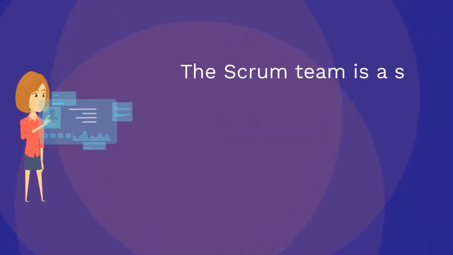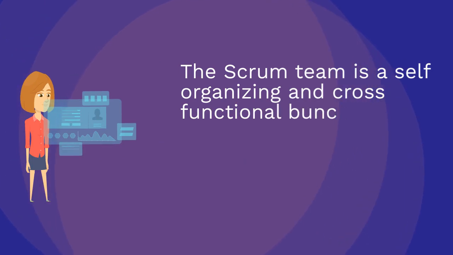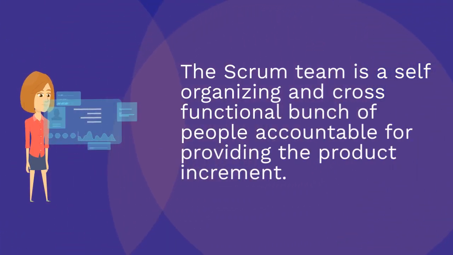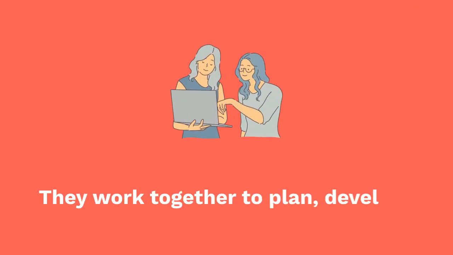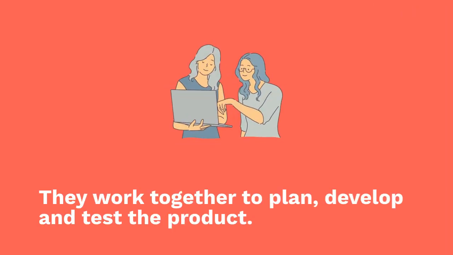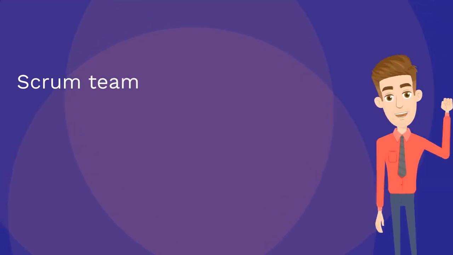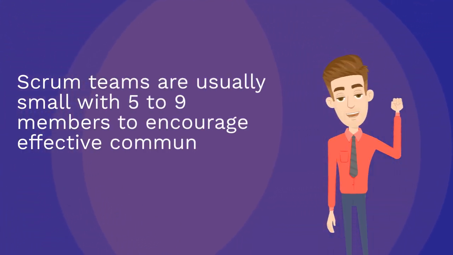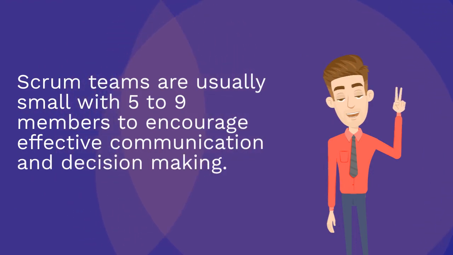The Scrum team is a self-organizing and cross-functional bunch of people accountable for providing the product increment. They work together to plan, develop, and test the product. Scrum teams are usually small, with 5 to 9 members, to encourage effective communication and decision-making.